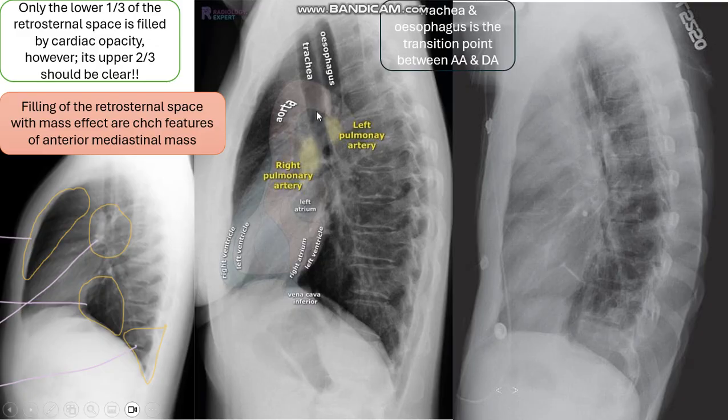The trachea and the esophagus, you should try to look for the trachea and the esophagus on the lateral chest X-ray, because before them you need to detect the aortic arch and the ascending aorta. After them, you need to detect the descending thoracic aorta. So before them the arch, after them the descending aorta.